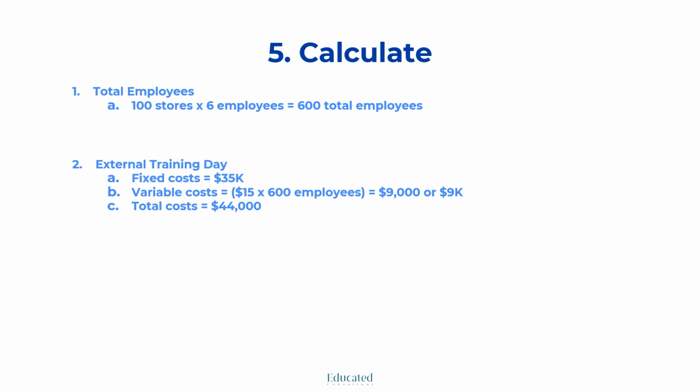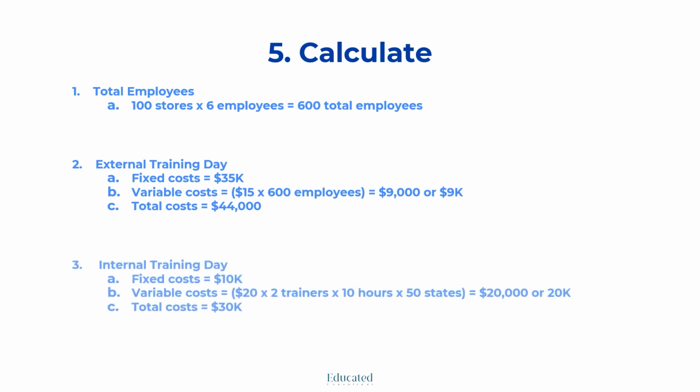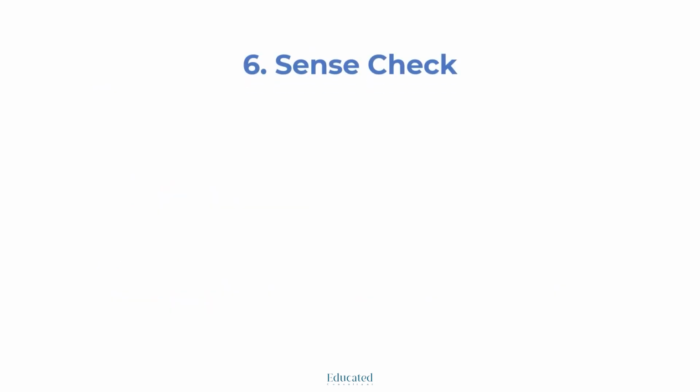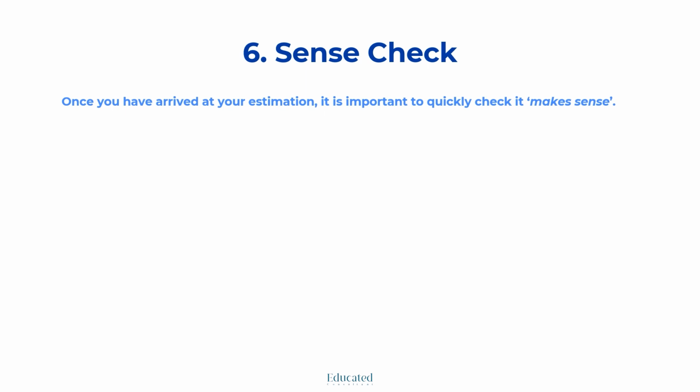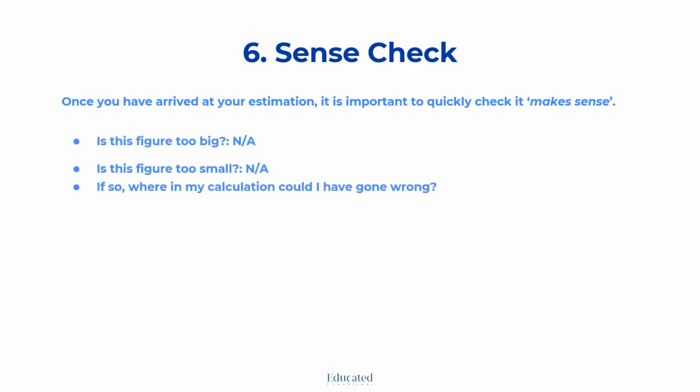As you can see here, total costs for this are $44K. Our third calculation is to determine the total costs associated with the internal training day. As you can see here, total costs for this are $30K. Therefore, it is $14K more cost-effective to use the internal training day to upskill existing employees. In this example, given the calculations are correct, the answer makes logical sense. Therefore, we do not need to recalculate this figure.